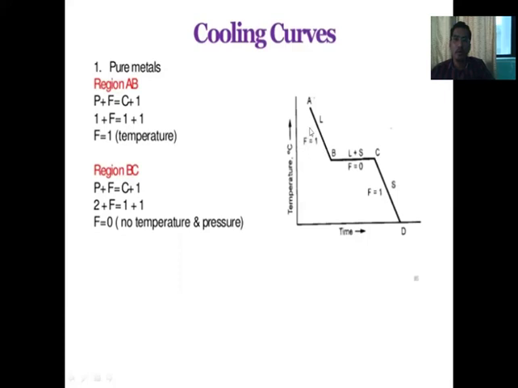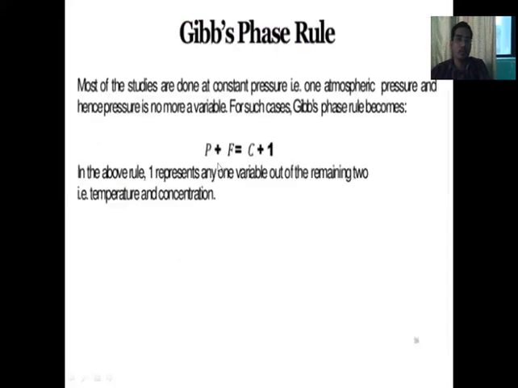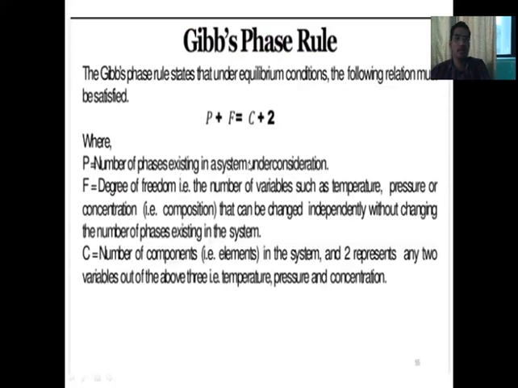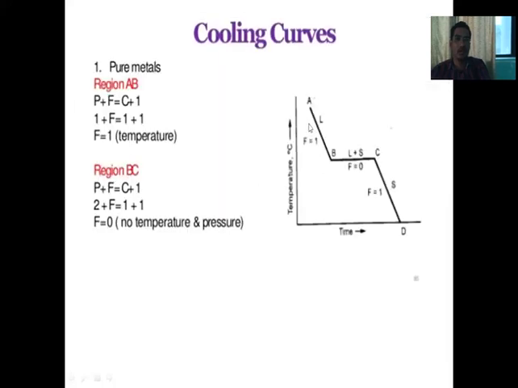Now our aim is to find the degree of freedom, meaning which parameter is prominent or considered for the phase change. So we apply the rule P plus F is equal to C plus 1. The first is P. P is the number of phases existing in the system under consideration. For this region AB, only one phase exists, that is the liquid phase. So P is equal to 1.